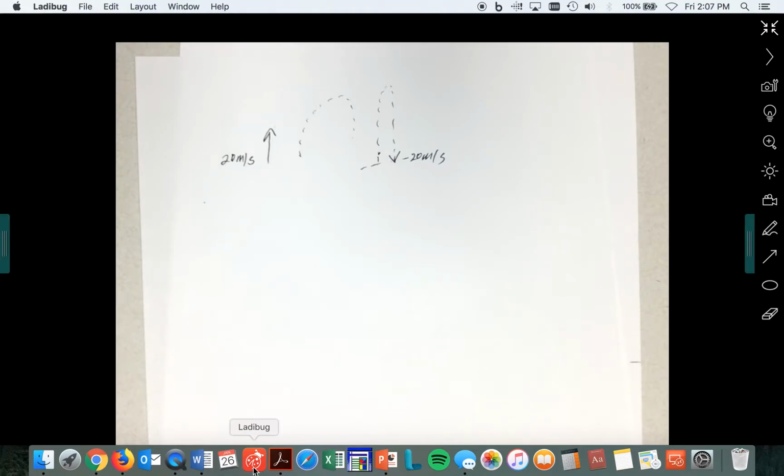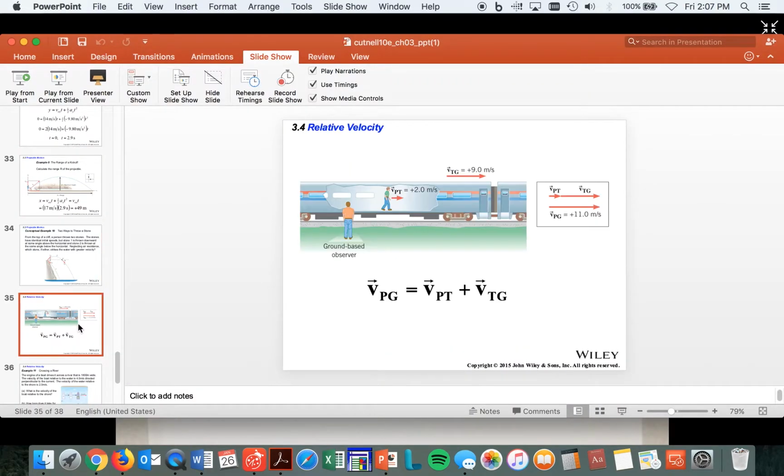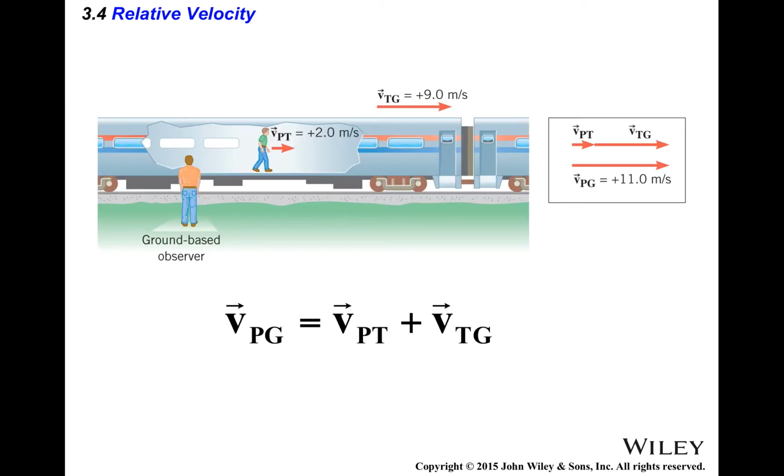All right. So let's go back to their little slideshow here, and let's talk about relative velocities. The velocity of the person to the ground observer, that's PG, is equal to the velocity of the person on the train, walking at 2 meters per second this way, plus the velocity of the train to the ground, going 9 meters per second. So the velocity of PT plus the velocity of TG, person to train, train to ground. Notice the T is on the outside here and on the inside here, so that cancels, and I get PG, and you just add the two, 9 plus 2.